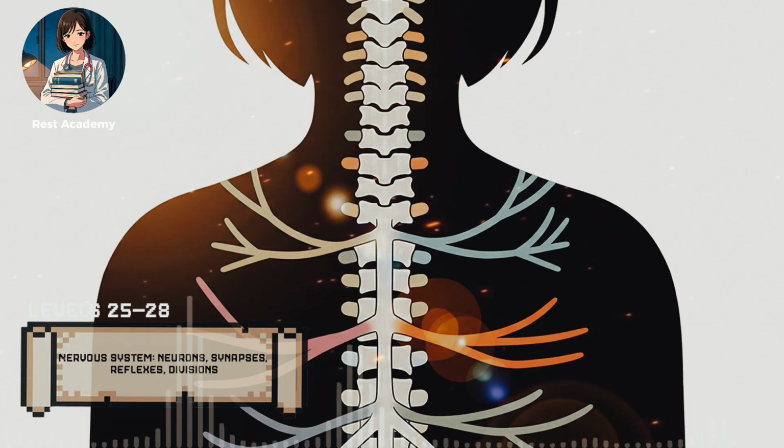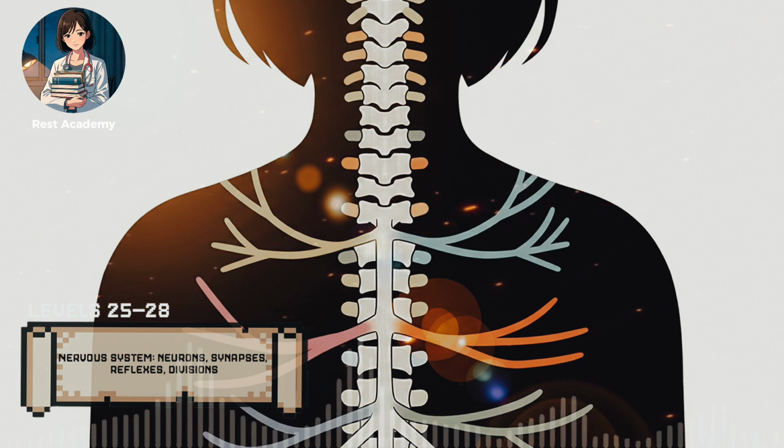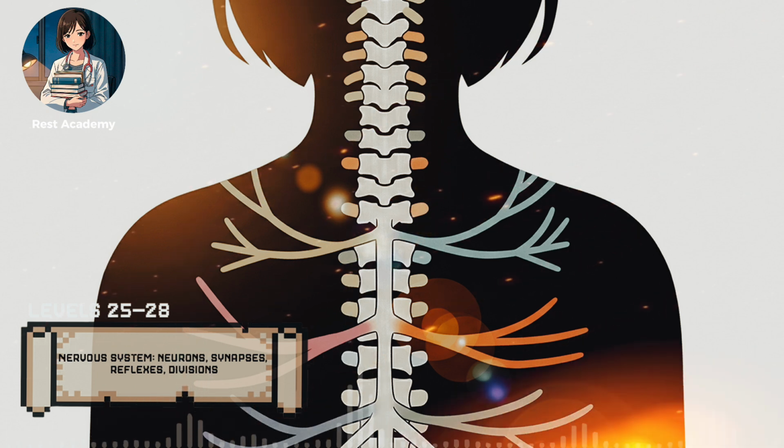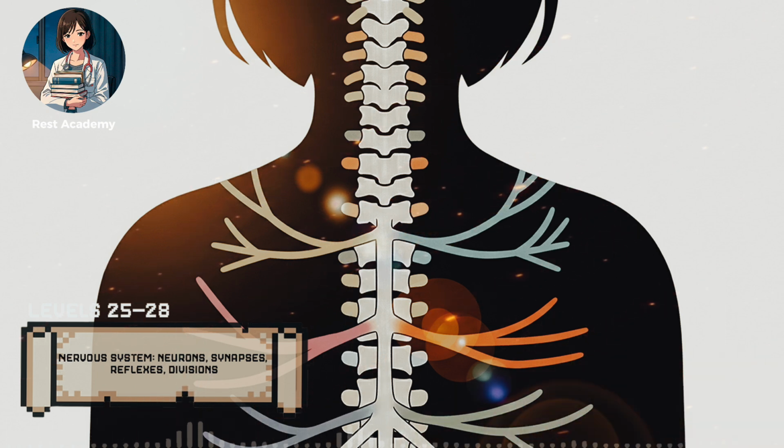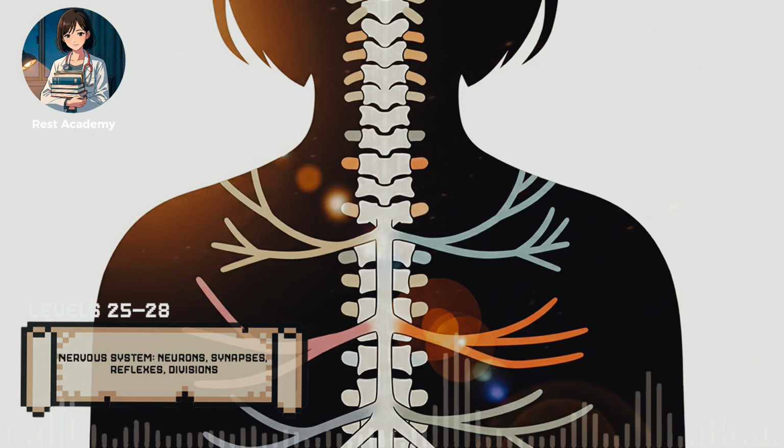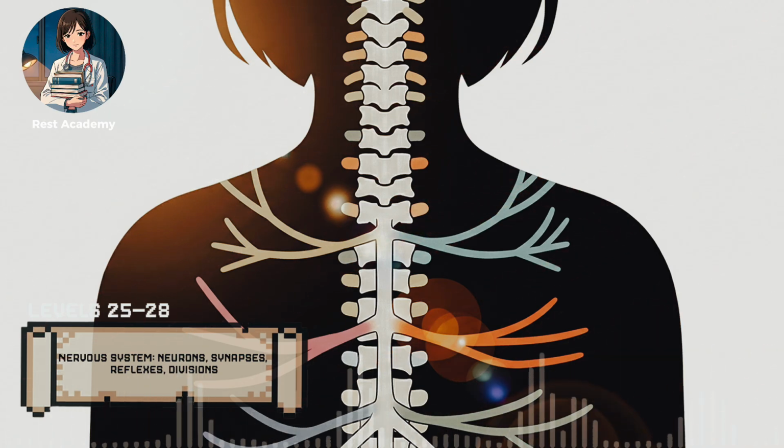Nervous system divisions clarify structure and function. Structurally, the CNS includes the brain and spinal cord. The PNS includes cranial nerves, spinal nerves, and their branches. Functionally, you divide the system into somatic and autonomic. The somatic system governs voluntary control of skeletal muscles and conscious sensory perception. The autonomic system regulates involuntary functions, heart rate, digestion, pupil diameter, and has three components: sympathetic, parasympathetic, and enteric.